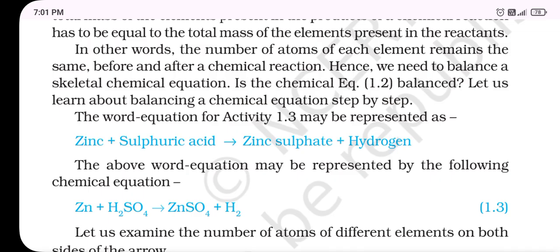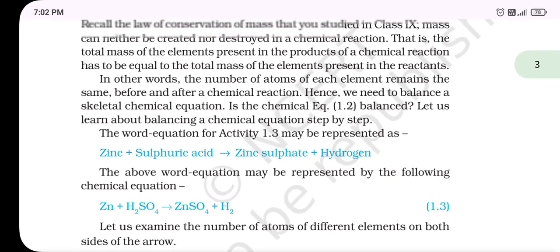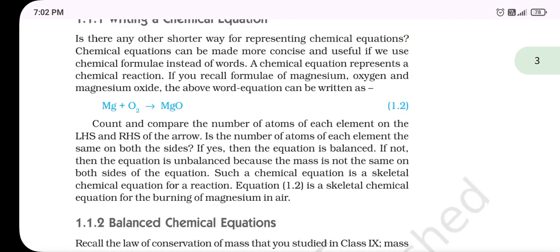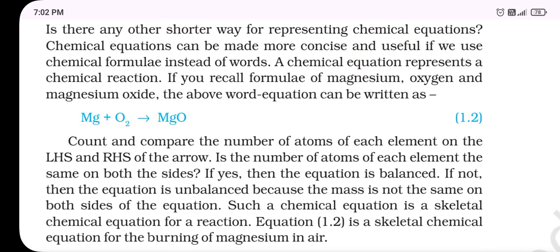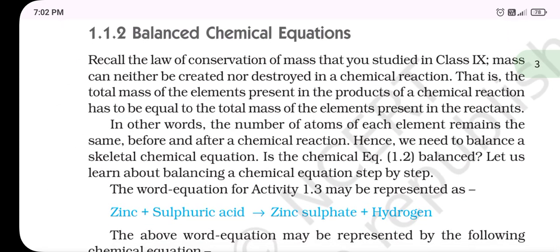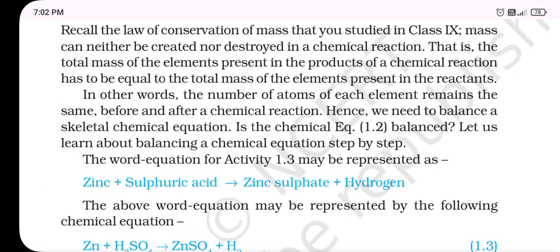Okay, that's it. Is the chemical equation 1.2 balanced? Chemical equation 1.2, where is it? Oh, balance. So this is talking about over here. No, this is not balanced. The answer is no. Let us learn about balancing a chemical equation step by step.